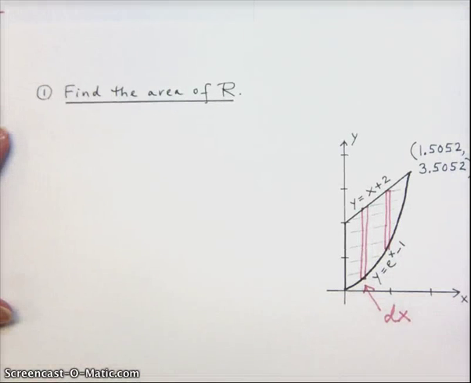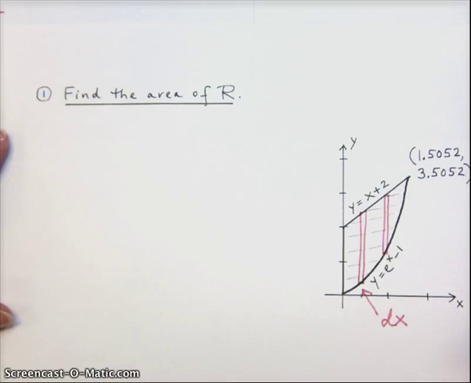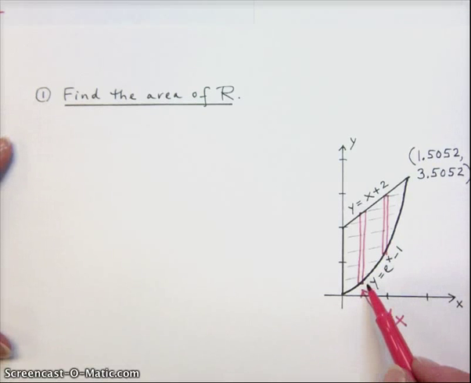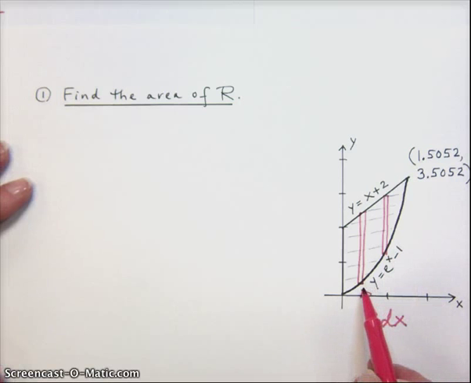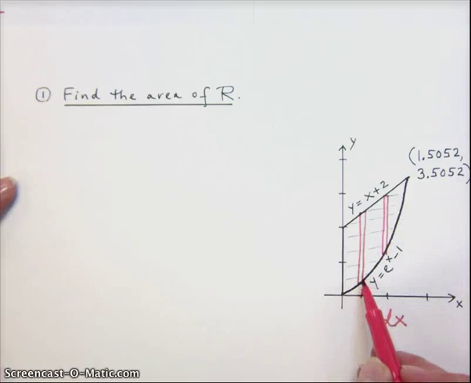In the first problem, we are finding the area of R. And you see that I've drawn some Riemann rectangles. You'll remember this theory where we have widths, in this case dx, and lengths of the rectangles, which are the difference in the y value from the line down to the curve. And we'll be summing, as you remember, length times width plus length times width.